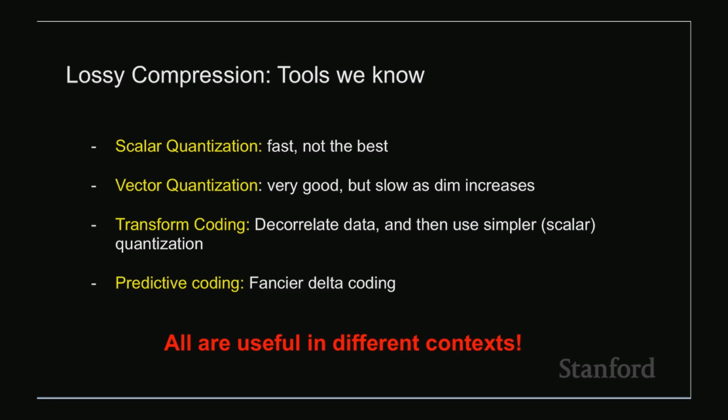On the lossy side, we know about scalar quantization, which is extremely fast, but not the best. We know about vector quantization, which is extremely good, but gets really slow as the number of dimensions increases. We know about transform coding, where we decorrelate the data and then use the simpler scalar quantizer. And finally, we haven't explicitly talked about predictive coding, but it's not that hard a concept. When you are doing lossy compression, maybe you can predict the current symbol based on the past symbol and just do the subtraction. If you do a really good job at predicting, you need to spend fewer bits to encode it.